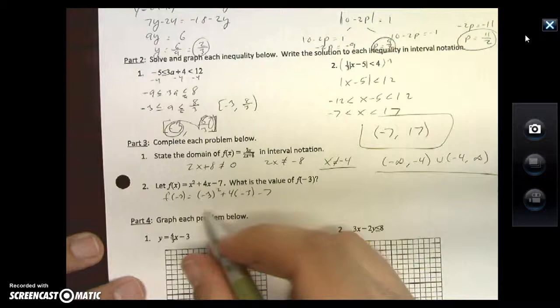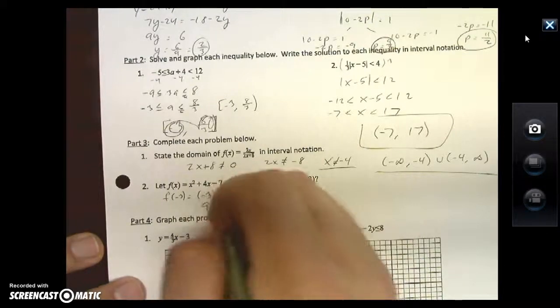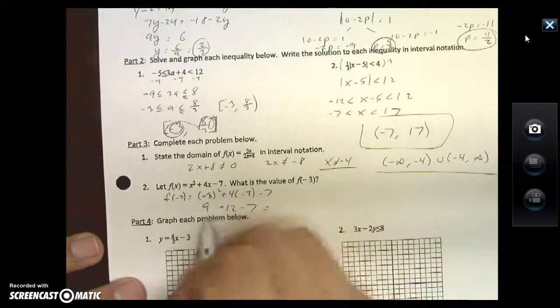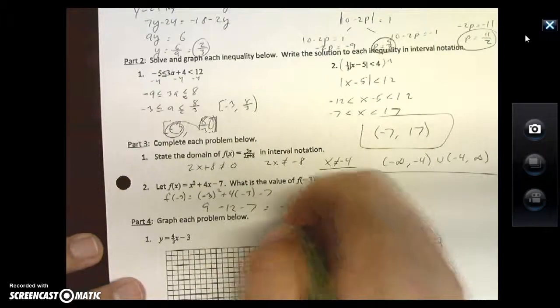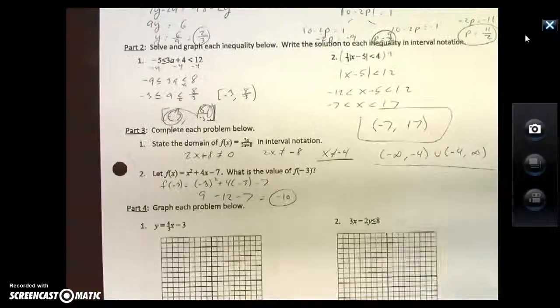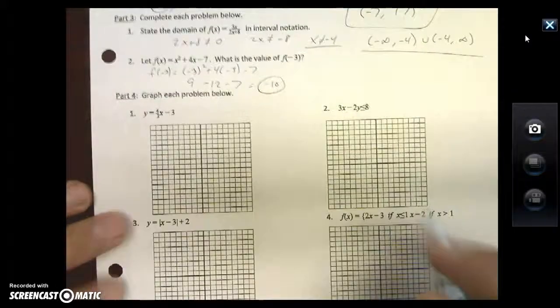Okay, negative 3 squared is 9, minus 12, minus 7. Let's see, -3, -10, boom, there you go. Okay? Very good. Graph each problem below.